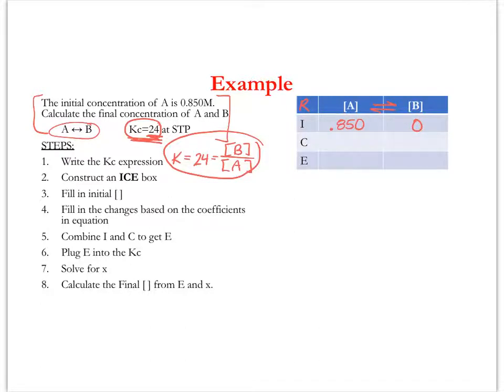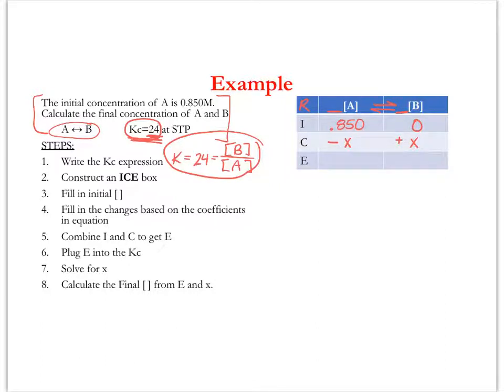So now we're given the initial. Now we have to figure out the change. The change of A is we know we're going to lose A because it's going to turn into B. How much? We're going to lose X amount. We don't know yet. And we know that for every amount of A that we lose, we're going to gain the same quantity of B. How do we know that? Because they both have the same coefficient in the balanced equation.